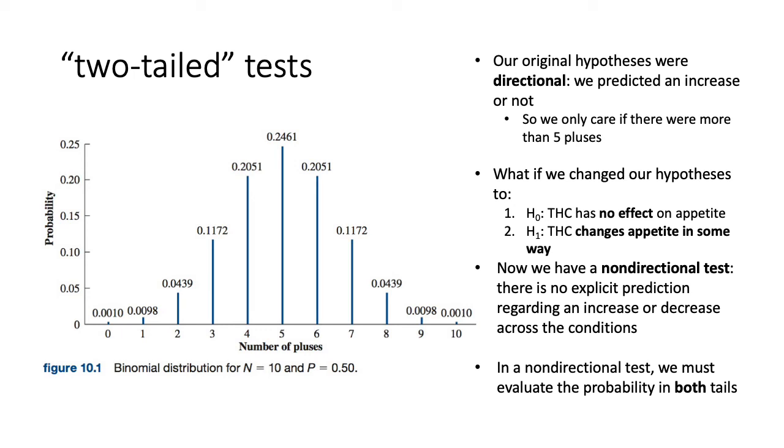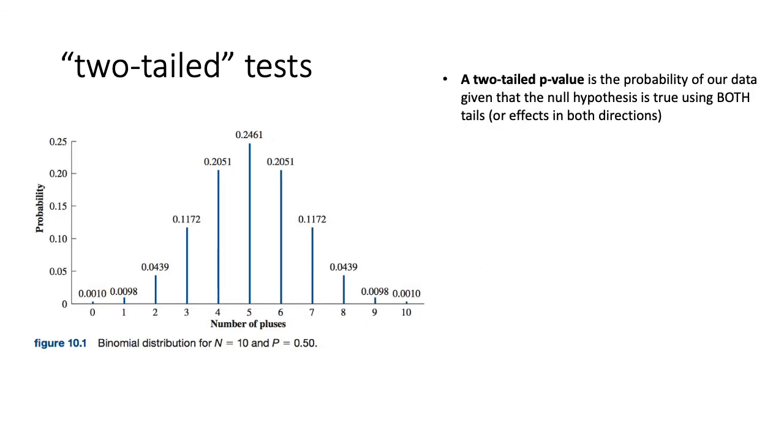So notice that as we go down on this side, these numbers are equal to these numbers. It's a perfect reflection. So when we evaluate the probability in both tails, essentially all we're doing is getting the one-tailed probability that we already have and multiplying it by 2. So let's take a look at that, right? A two-tailed p-value is the probability of our data, given the null hypothesis is true, using both tails.